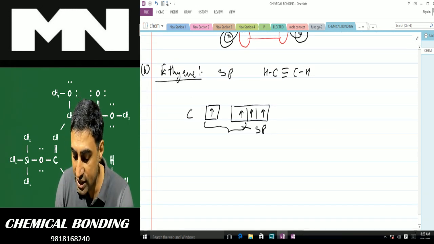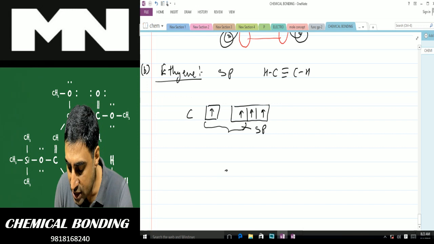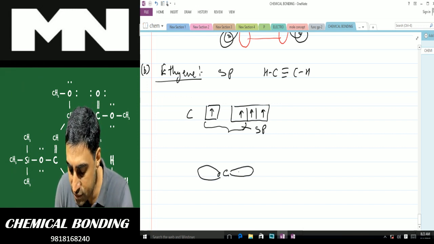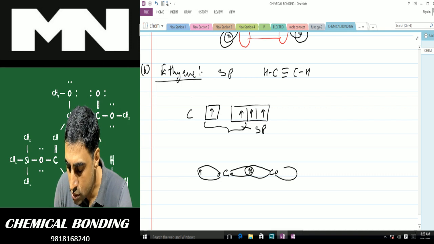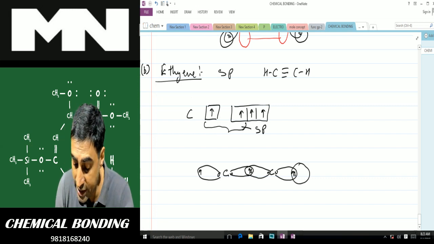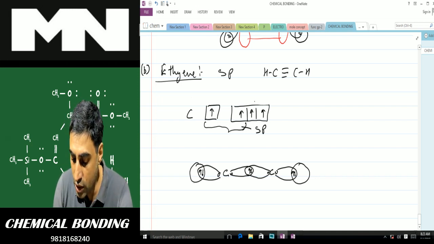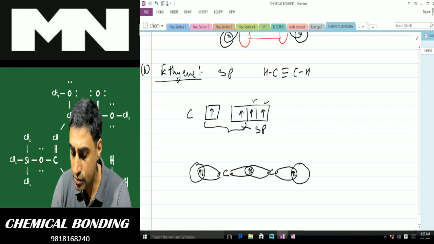So if we have a look at the structure, suppose this is the carbon atom. This is one of the hybrid orbitals. Here you have the second hybrid orbital, with one unpaired electron and another unpaired electron. Another carbon atom has one hybrid orbital and a second hybrid orbital. This unpaired electron will overlap with hydrogen, leading to the formation of a sigma bond. So you'll have a sigma bond. Now what about these 2 electrons? We'll see to that.